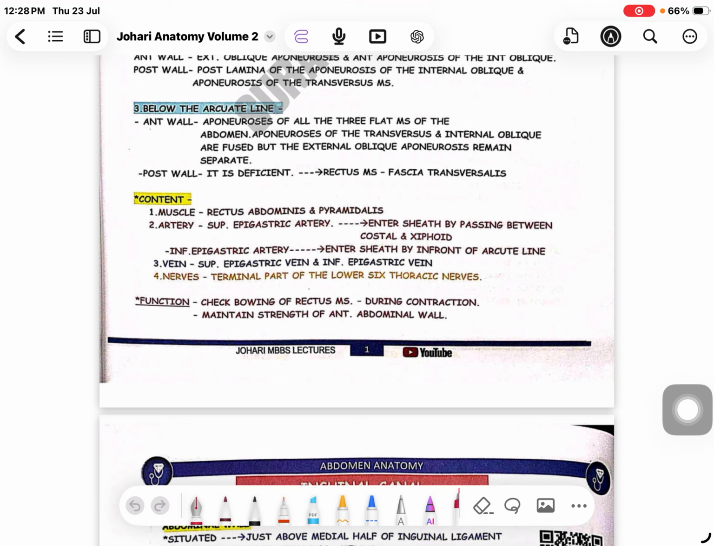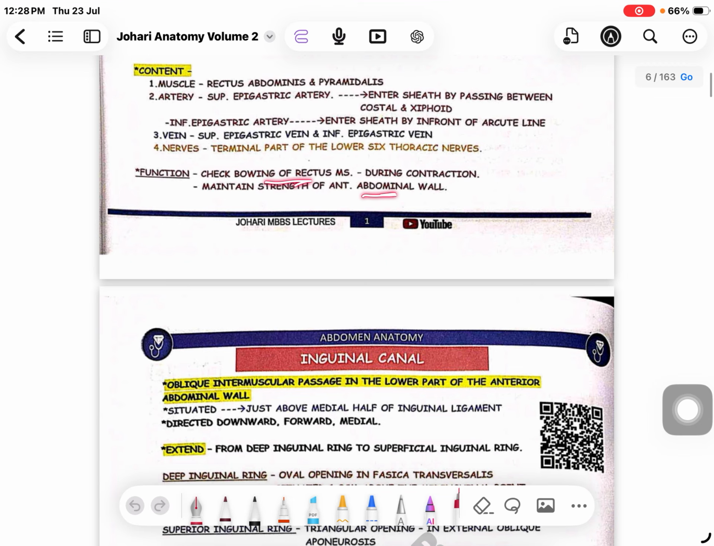Function: to check bowing of the rectus muscle during contraction and to maintain the strength of the anterior abdominal wall. When we bend, there is a tendency for the rectus abdominis muscle to move; it is a normal tendency that the muscle will sag. So during contraction, the sheath checks the bowing of the rectus muscle and keeps the muscle in its place. It will not sag. So this maintains the strength of the anterior abdominal wall.